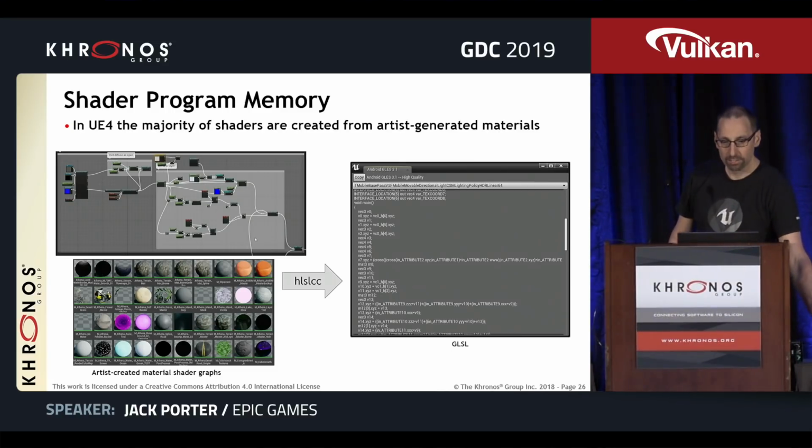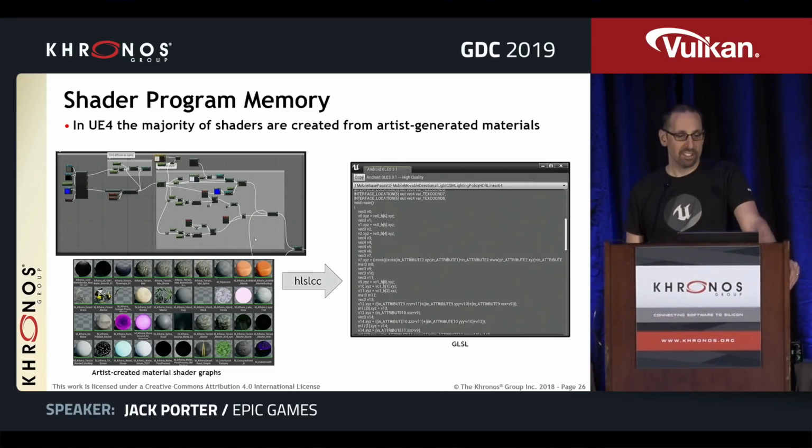So getting onto memory, as I mentioned, artists create the majority of the shaders through the material system that we have in Unreal Engine. It's a node-based graph that we combine with some handwritten HLSL code, and then we run it through an HLSL cross-compiler to generate GLSL. And on Vulkan, we go through GLSLang and all the way to SPIR-V from that.